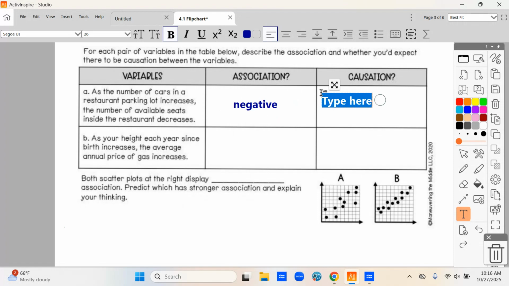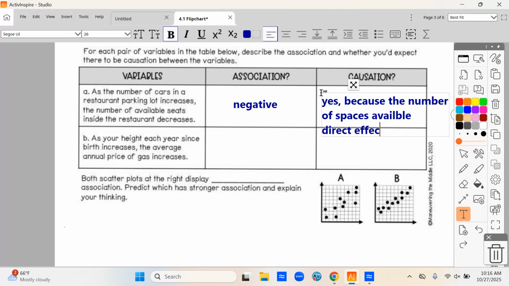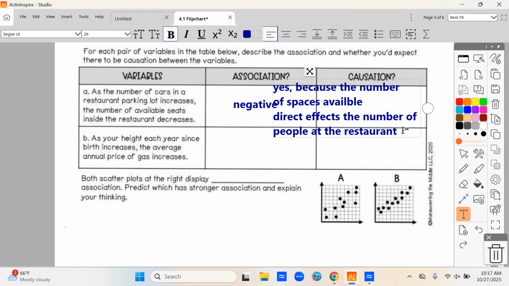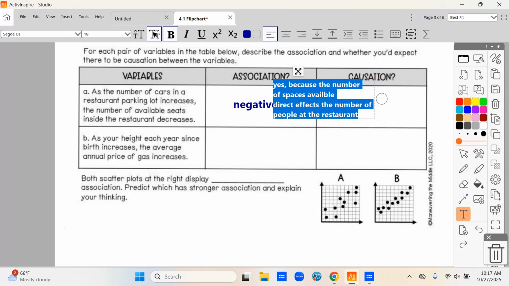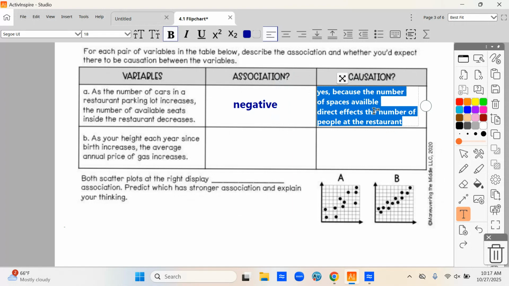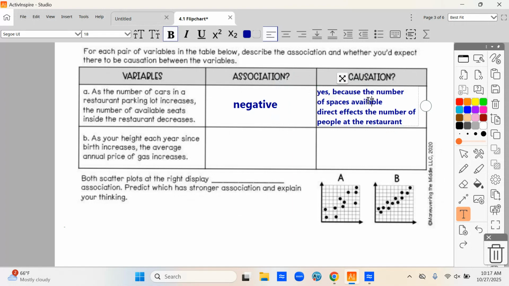Does it show causation? I would say yes, because it specifically says the restaurant parking lot. So the number of spaces available directly affects the number of people at the restaurant. Right? Now, I understand there's some variables here, and that's why it's a scatter plot, right? So I understand some people ride together to a restaurant, some people ride separately, but that is why it would be considered a scatter plot and not a simple linear function.